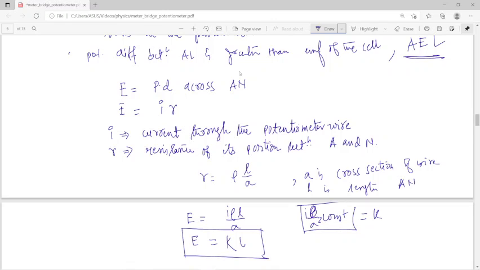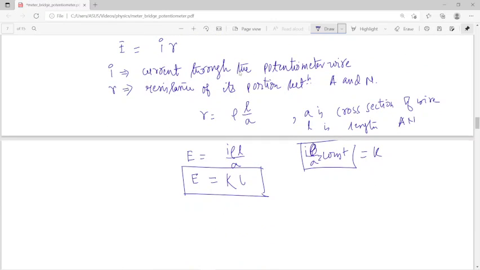Now a question may come up: can we measure the voltage accurately through a potentiometer and through a voltmeter? Because by using a voltmeter you can also measure the voltage across a resistance or across anything, and by a potentiometer you can also measure the same thing.